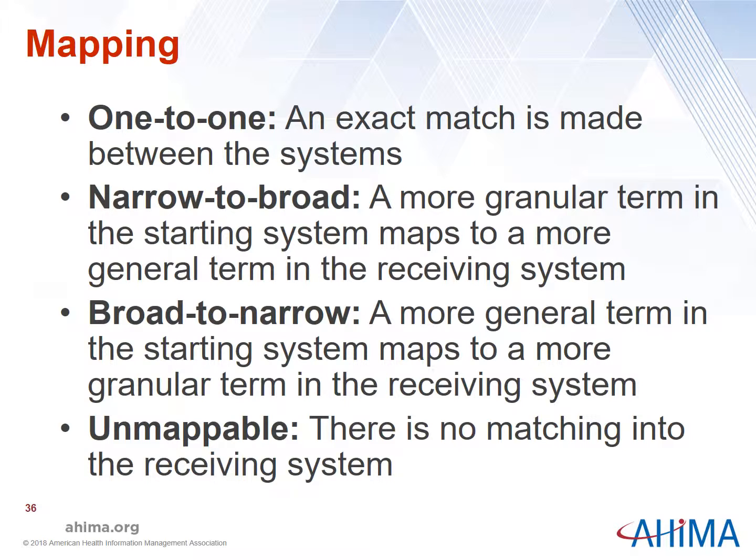Categories such as the following can be used in mapping. One-to-one match. This is an exact match made between the systems. Narrow to broad. This is a more granular term in the starting system that maps to a more general term in the receiving system. Broad to narrow. A more general term in the starting system maps to a more granular term in the receiving system. Unmappable. There is no matching into the receiving system.